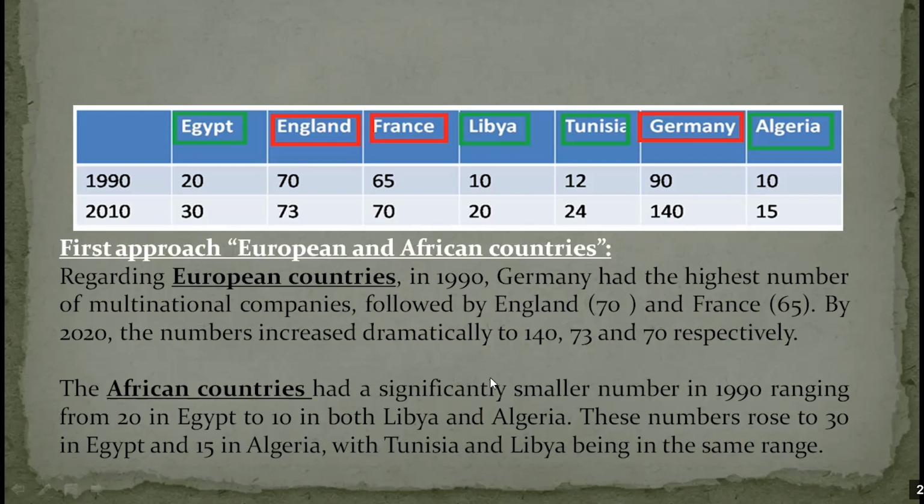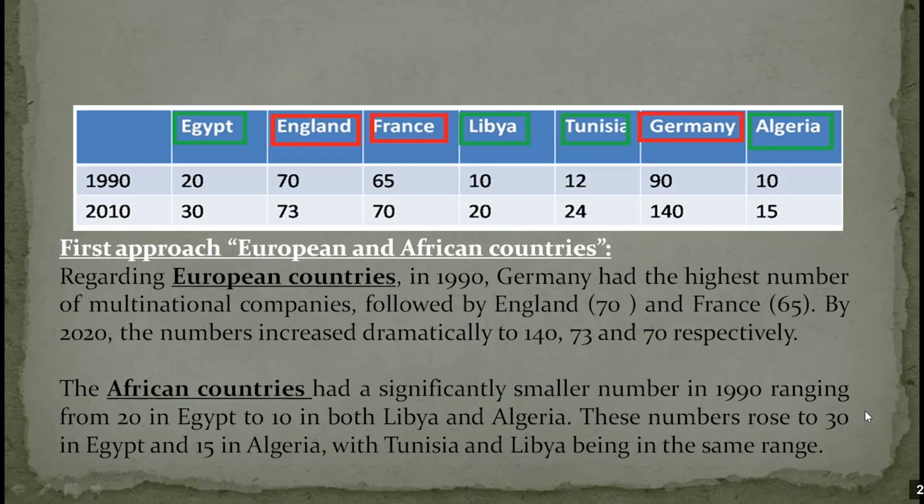The African countries had a significantly smaller number in 1990, ranging from 20 in Egypt to 10 in both Libya and Algeria. So we comment on the highest, which is Egypt, 20, and then 10 in Libya and Algeria, because Tunisia is in the same range. It's 12, so it's between 20 and 10. That's it. You can comment on the highest and lowest numbers, and everything else is in this range.